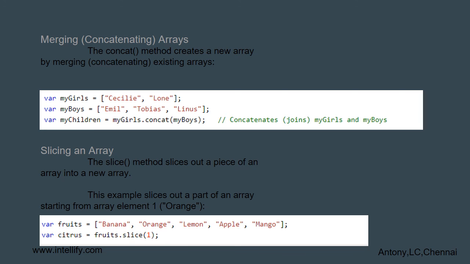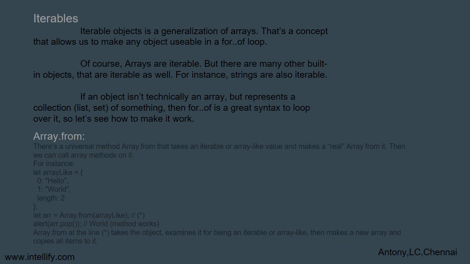Next, slicing an array. The slice method slices out a piece of an array into a new array, as I already told. This example slices out a part of an array starting from element 1, that is orange. If I give slice(1), the array is sliced from orange onward and stored in the variable citrus. So this is where the slicing of an array is.